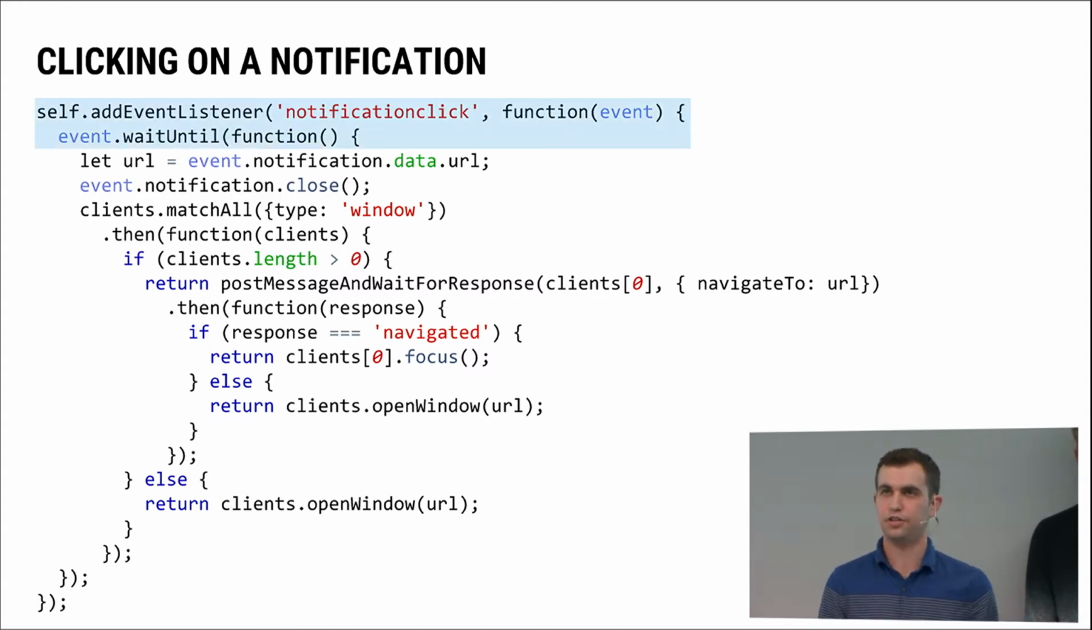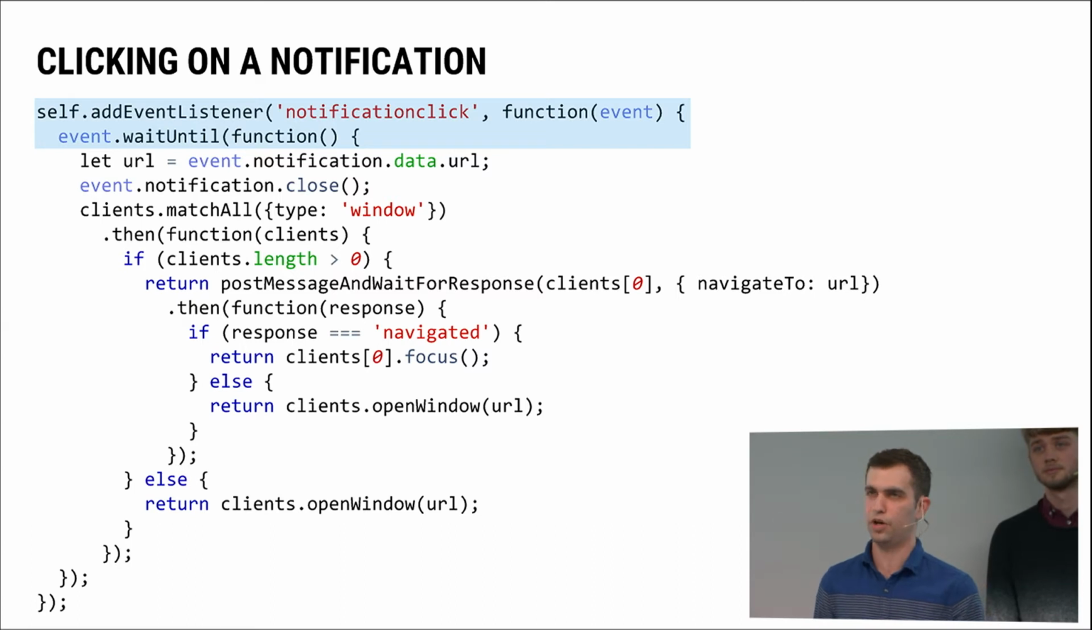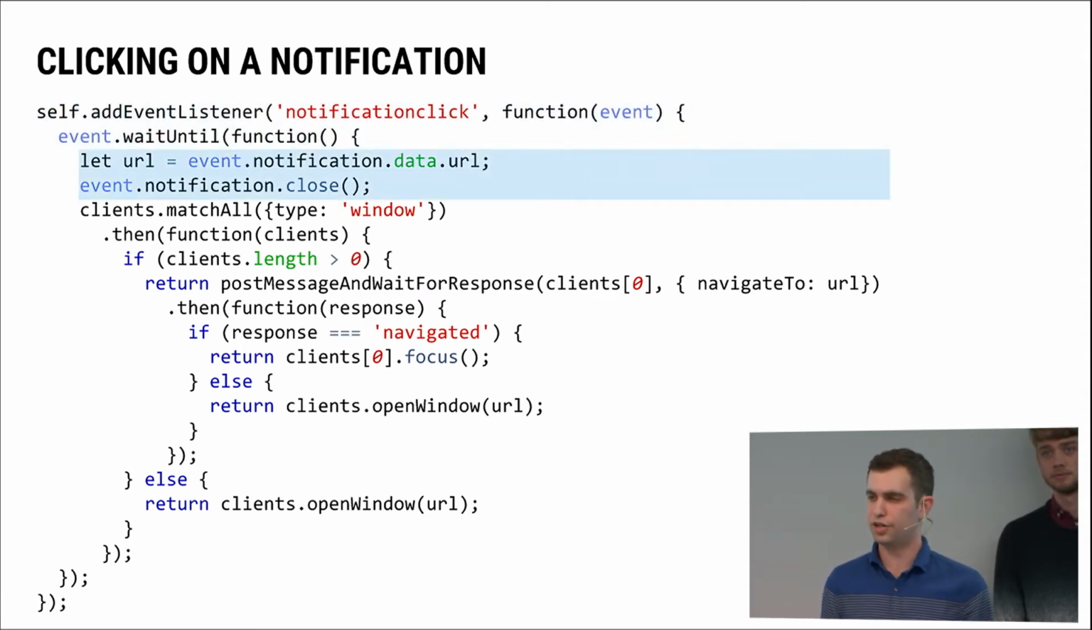Same as before, the first step is to listen to the click event, and then wait for all this work to happen until we agree that we're done with the event. Then we get the URL from the notification data, and we also call notification.close. This is important because on Android, notifications won't always close automatically, so you have to call close to make sure they actually disappear from the screen.